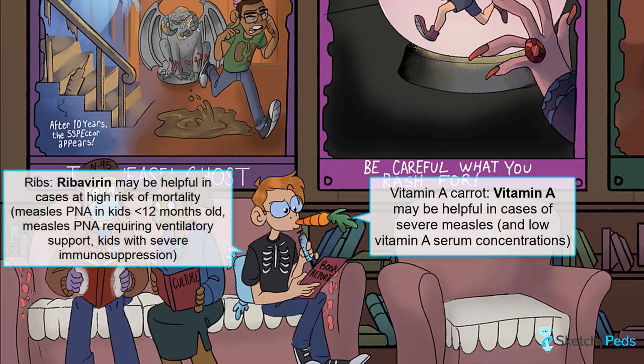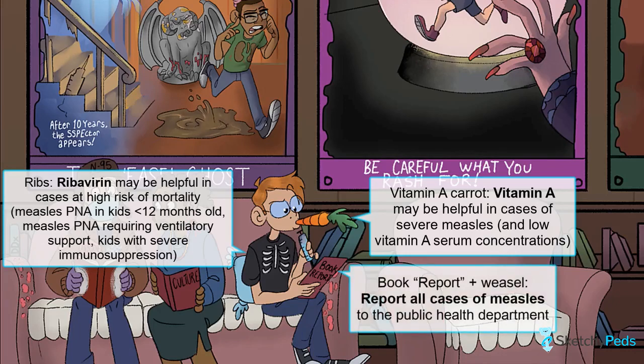In certain groups at high risk of mortality, patients have been shown to benefit from treatment with ribavirin, illustrated by the black shirt with a rib cage design. Emphasis on the RIB of ribavirin. This includes the treatment of measles pneumonia in patients less than 12 months old, patients greater than 12 months old with measles pneumonia that requires ventilatory support, and in patients with severe immunosuppression.